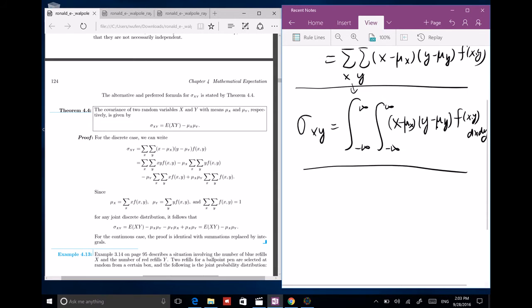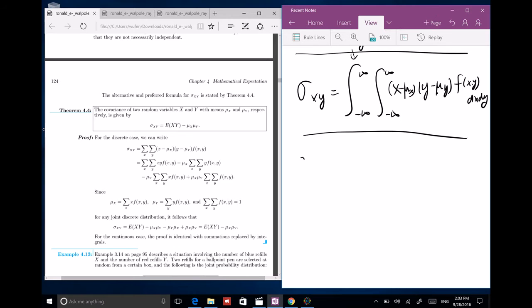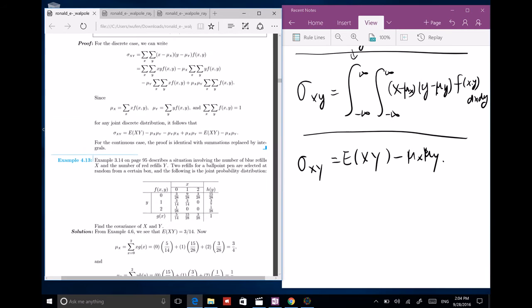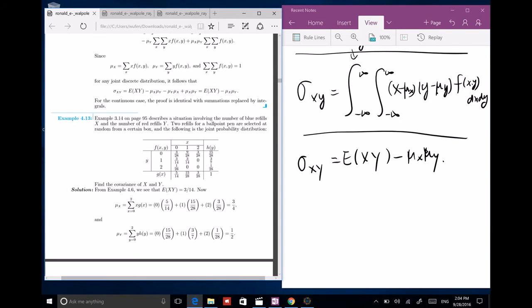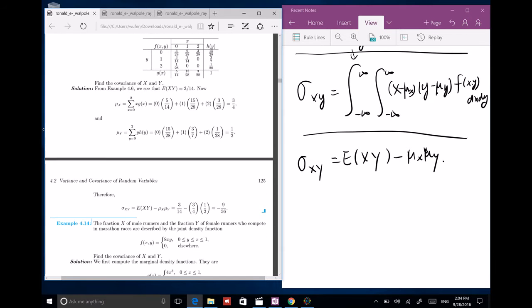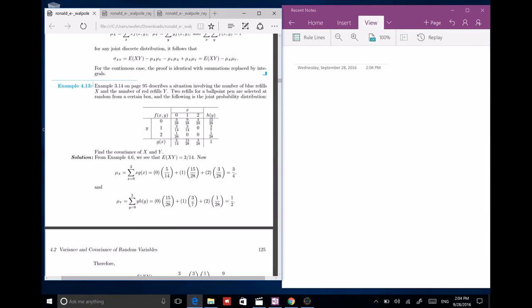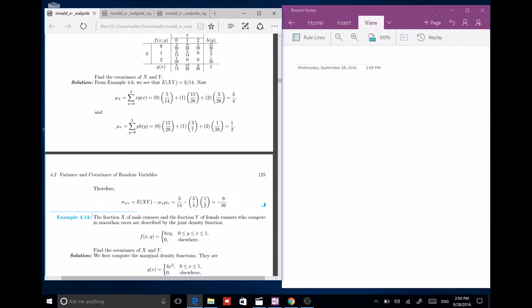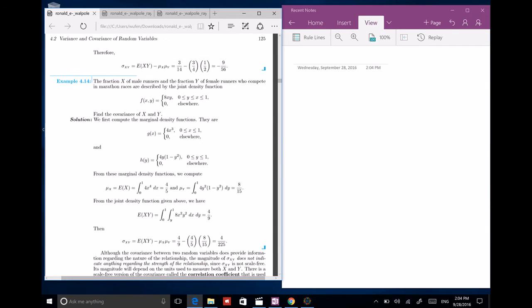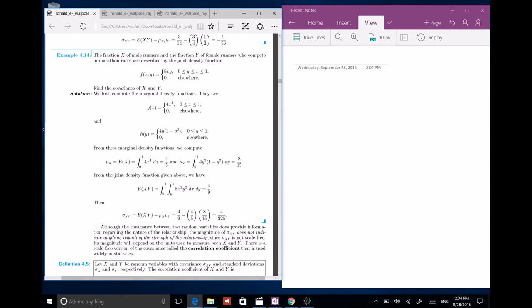And also there's another simplified version of covariance: sigma_XY equals E[XY] minus mu_X times mu_Y. There's another example here. You can probably read the example, and everything is very straightforward. Find mu_X from g(x). Find mu_Y from g(y). Then find the covariance sigma_XY. Okay, from what I see, the example is very straightforward.